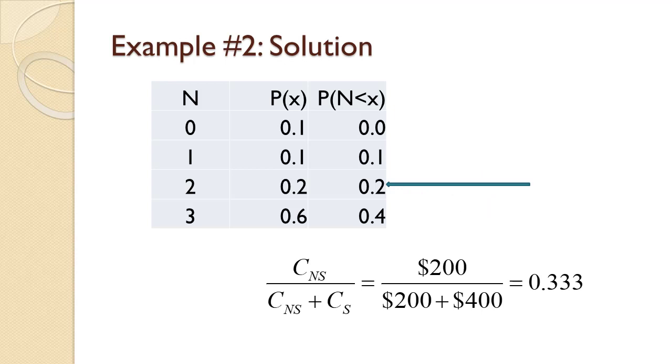The values of the probability for n less than x are 0, 0.00, 1, 0.1, 2, 0.2, and 3, 0.4. The ratio of $200 to $200 plus $400 is 0.333. Therefore, they should overbook by 2 reservations.